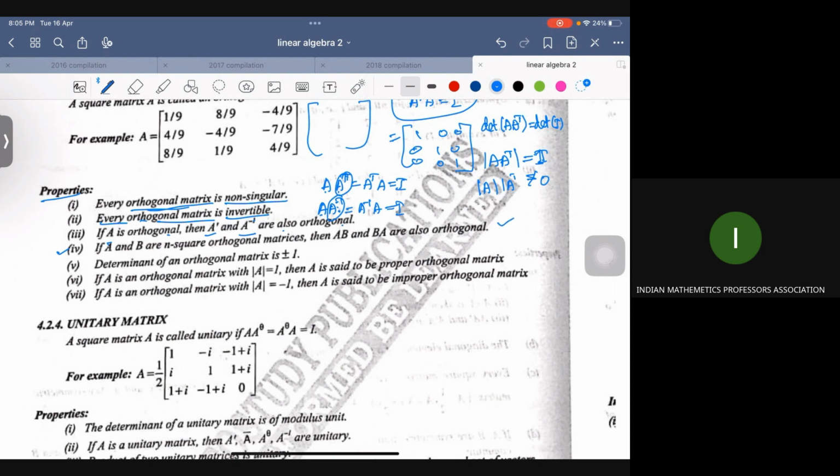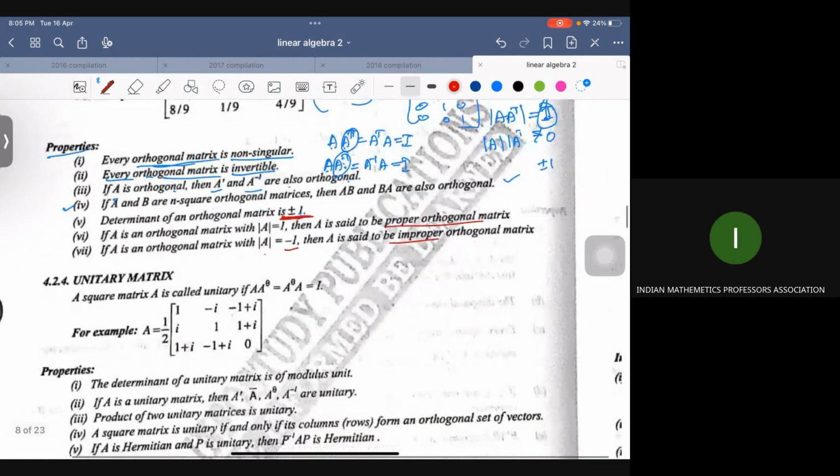The determinant of an orthogonal matrix is nothing but plus or minus 1. Here the determinant will be plus or minus 1 depending upon the sign and order and the nature of the matrix. So the determinant of an orthogonal matrix is always plus or minus 1. This is one of the important properties. Please take note of it. If A is an orthogonal matrix with determinant of A is 1, A is said to be a proper orthogonal matrix. If A is an orthogonal matrix with determinant minus 1, we can say it is an improper orthogonal matrix.